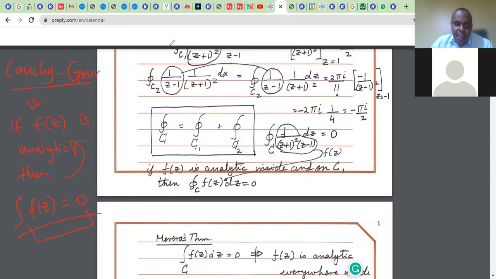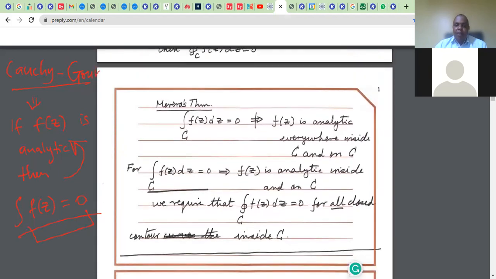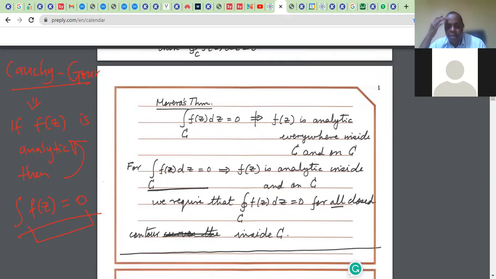Yes, and this example supports Morera's theorem, which says that if the integral of a function around a contour is 0, then f(z) must not be analytic. So the converse is not true. Oh, really? Wait a second. So one implies the other, but the other doesn't imply the first.